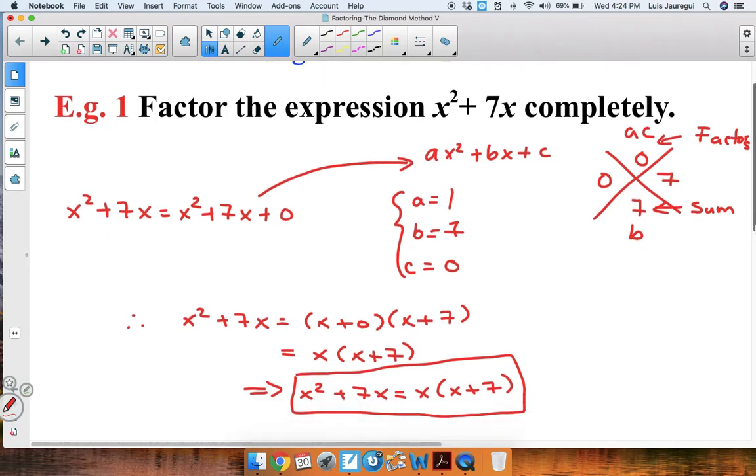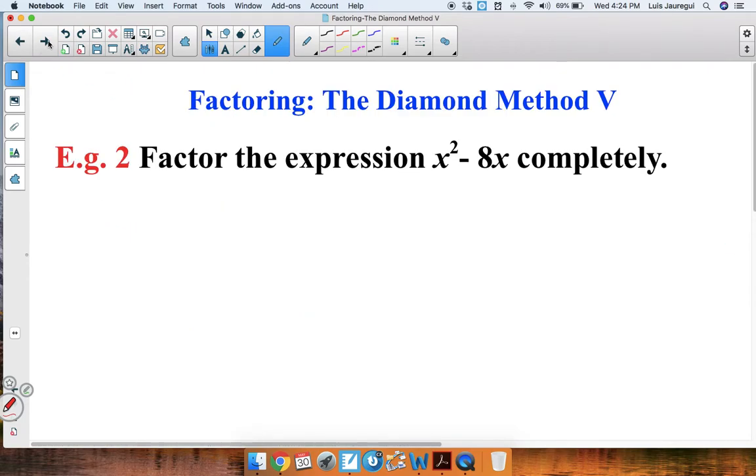So let's see another example. Factor the expression x squared minus 8x completely. Once again, we can rewrite x squared minus 8x as x squared minus 8x plus 0. And this will enable us to figure out the values for a, b, and c, where a is the coefficient of your quadratic term, b is the coefficient of your linear term, and c is your constant term.